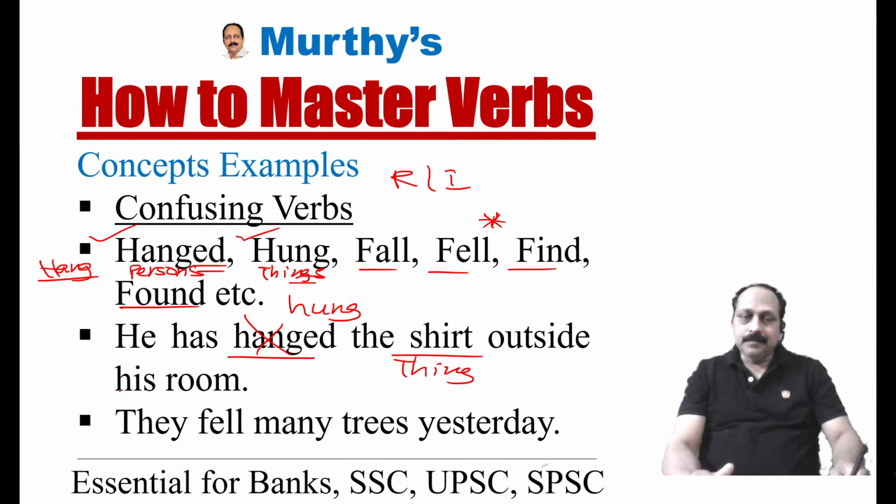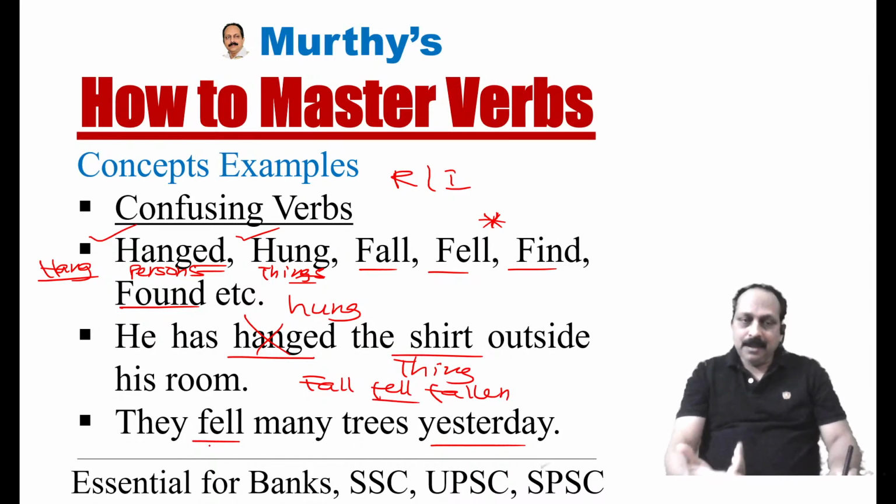Second example. They fell many trees yesterday. Under pressure, you read a sentence like this. You focus on the time phrase. You're supposed to focus. Yesterday, you tell yourself, oh, the word yesterday is there. That means the sentence should be in past. Where is the verb? Fell. You think already you know there is a fixed idea. What is it? Fall, fell, fallen. Fell is a past form. So you tell yourself it is in past. So no problem. You may go for the fifth option. What is the fifth option? No error.